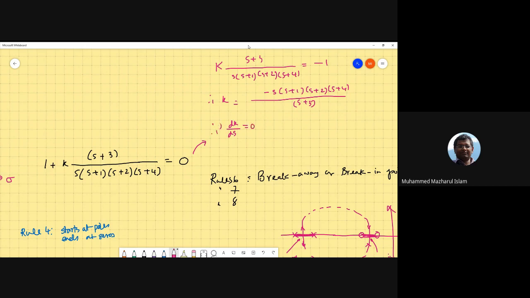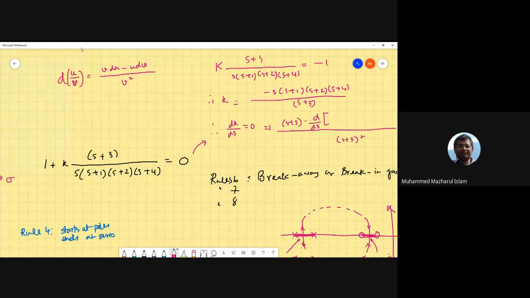Now, therefore, dk ds equals to 0 implies you have to differentiate this. So if you remember the u by v formula, you have to use that formula, v du minus u dv over v square. So this implies s plus 3 whole square. This is our v, and our u is everything on top. ঠিক আছে? So s plus 3 into d ds of minus s, s plus 1, s plus 2, s plus 4.